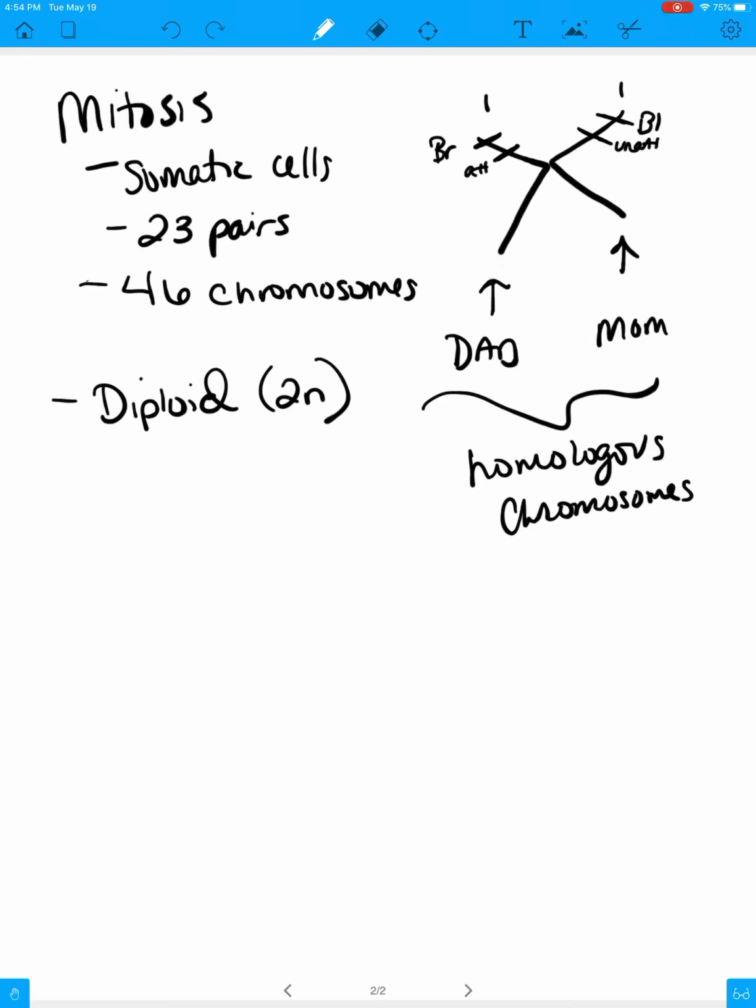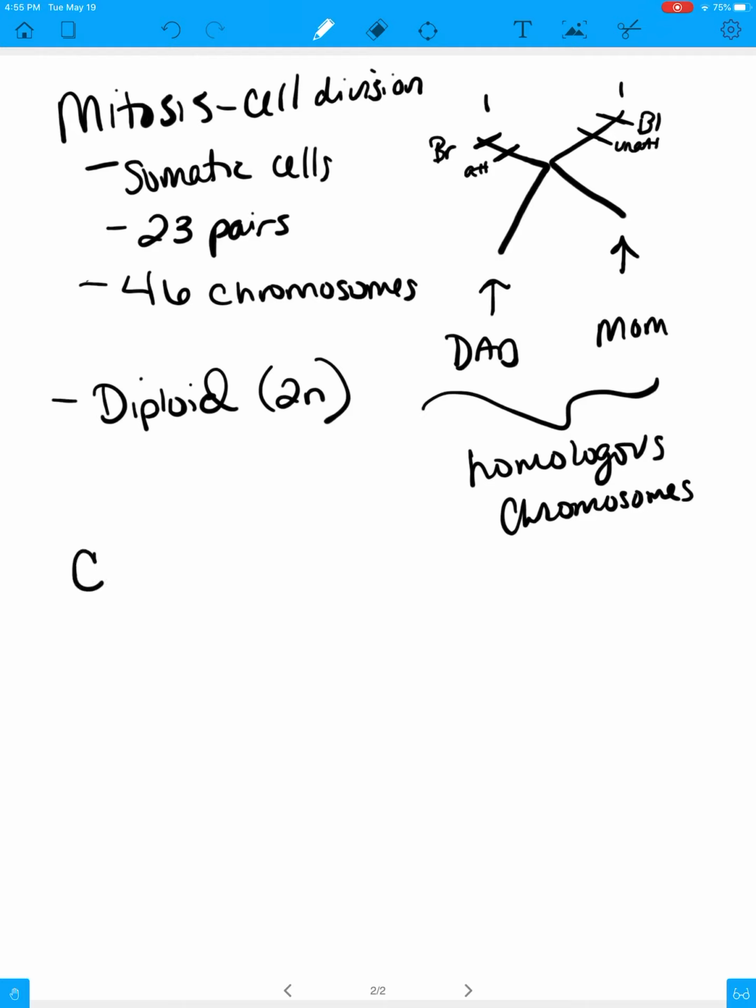Okay, so with mitosis, we have something that's called the cell cycle, and this is basically a set of events that the cell goes through actually prior to mitosis. So mitosis is cell division, right? Mitosis is cell division. Well, there is a prep stage prior to cell division called interphase.